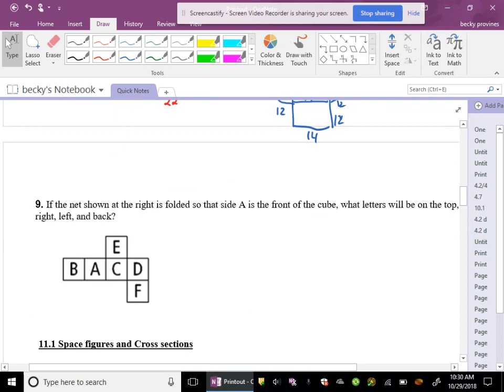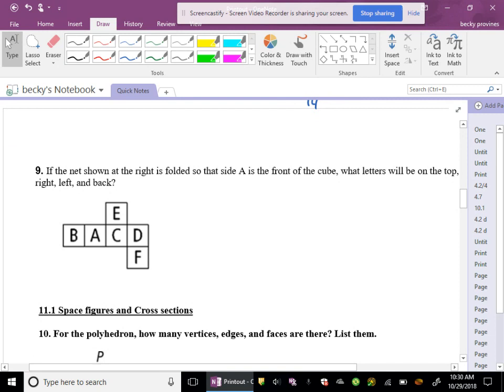If the net shown below is folded and side A is the front, what letters would be at the top, left, right, and back? Okay, so guys, don't make this harder than what it is. To the left of the front is the left. To the right of the front is the right. And then you would have the back. So I'm just going to label this BA for back.